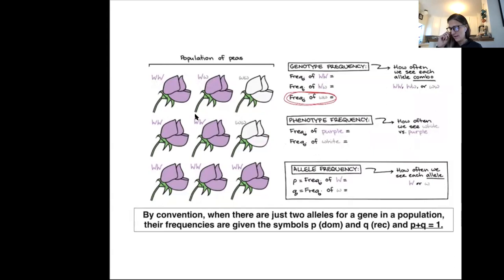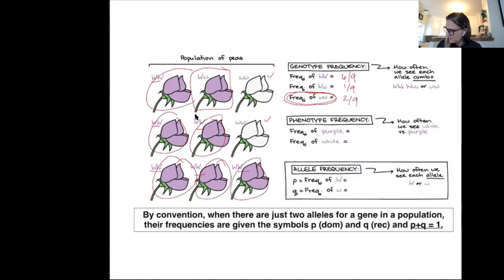So here we know that, the genotype, we have 2 fully recessive alleles, right? So the genotype frequency for this would be 2/9. For heterozygous, you can see we only have 1, that would be 1/9. And for the homozygous dominant, we have 1, 2, 3, 4, 5, 6. So that would be 6/9. When we look at phenotype frequency, this one's easy. We can just see it, right? So we have 1, 2, 3, 4, 5, 6, 7 of 9 that are purple. And we have 2 of 9 that are white.